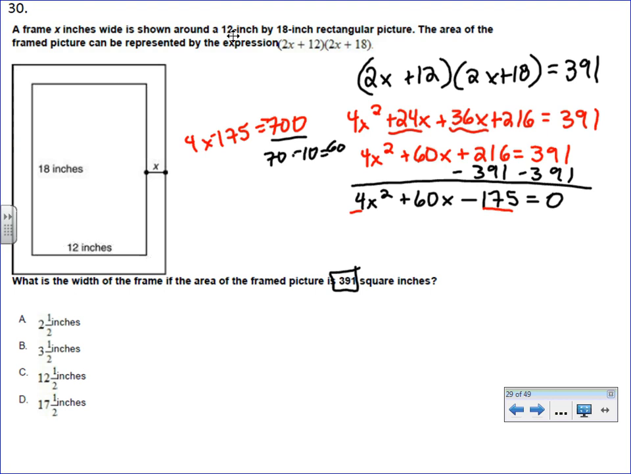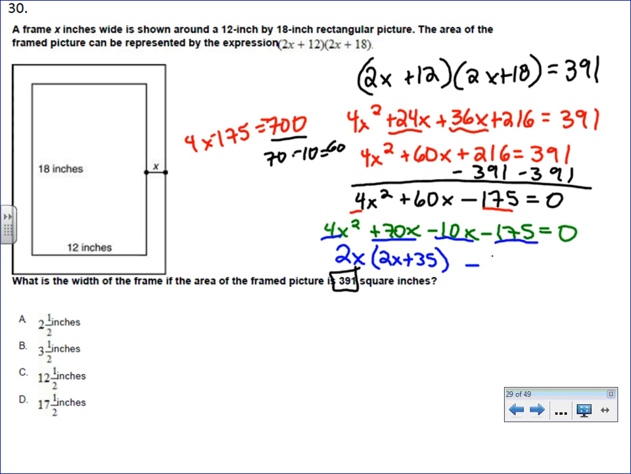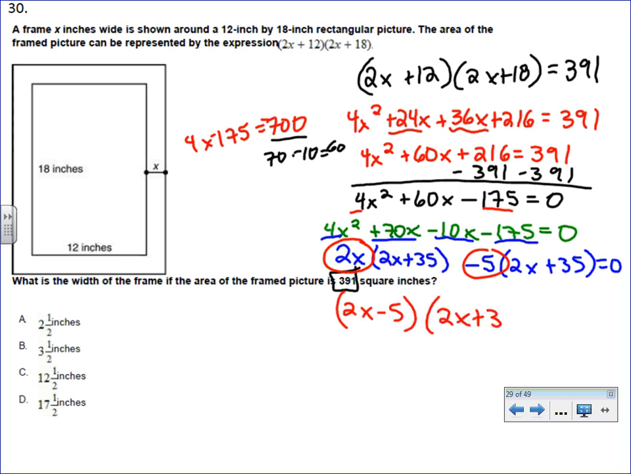Okay, so now I'm going to factor by grouping. So that means I've got 4x squared plus 70x minus 10x minus 175 equals 0. I'm going to pull out what the first two have in common. They're both even and they both have an x. That's going to be 2x times 2x plus 35. I'm going to see what these both have in common. They're both negative. So I'm going to pull out a negative 5. That leaves me with 2x plus 35. Okay, remember the people that are alone on the outside get grouped together, so that's 2x minus 5 times 2x plus 35 equals 0.